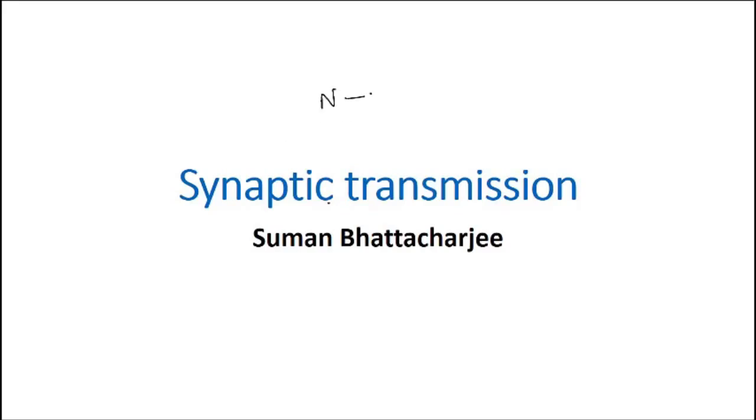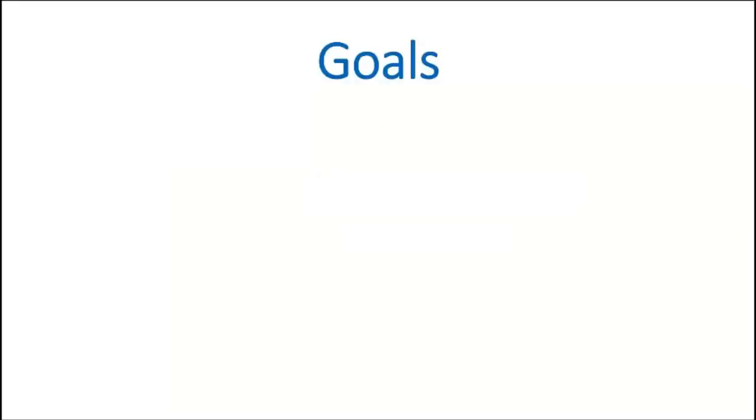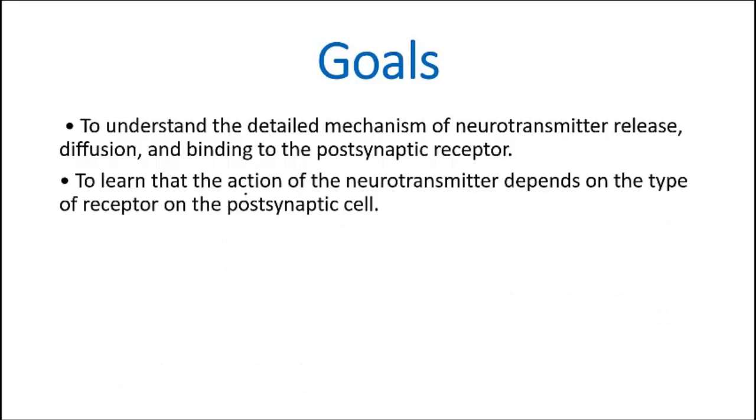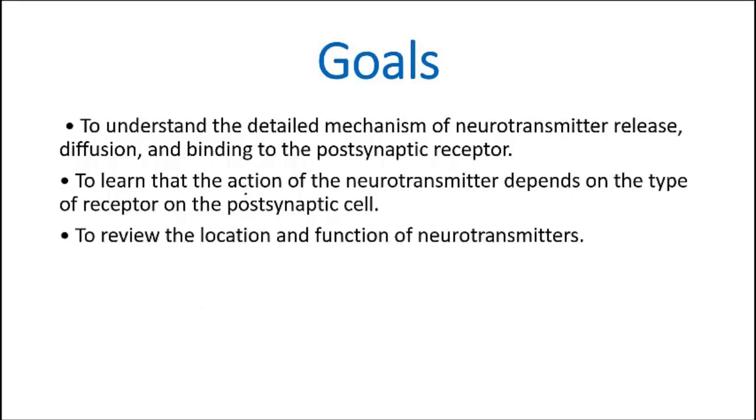Because a neuron can have neuron-neuron interaction between two adjacent neurons. It can have interaction with muscle, known as the neuromuscular junction. It will also have interaction with different glands that will regulate the secretion from those glands. So the goal for our learning of this topic is to understand the detailed mechanism of neurotransmitter release, diffusion and binding to the postsynaptic receptors, to learn that the action of neurotransmitters depends on the type of receptor on the postsynaptic cell, and to review the location and the function of these neurotransmitters.